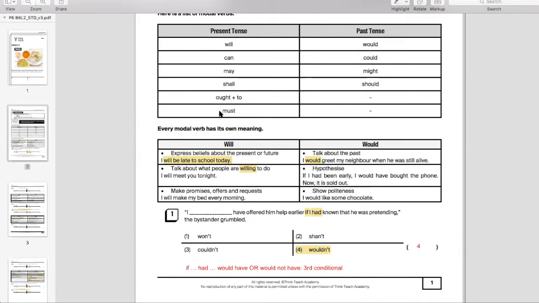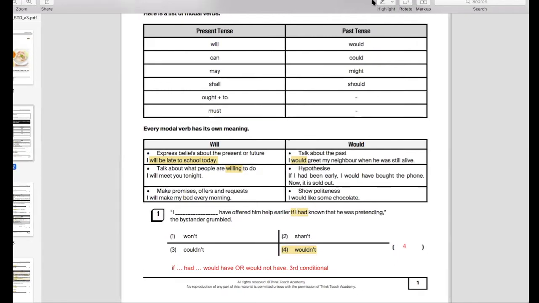You use would when you're talking about something in the past. I would greet my neighbor when he was still alive, for example. The other thing that you use will for is when you are telling me what you are willing to do. So, I will meet you tonight. That's something that you're willing to do.